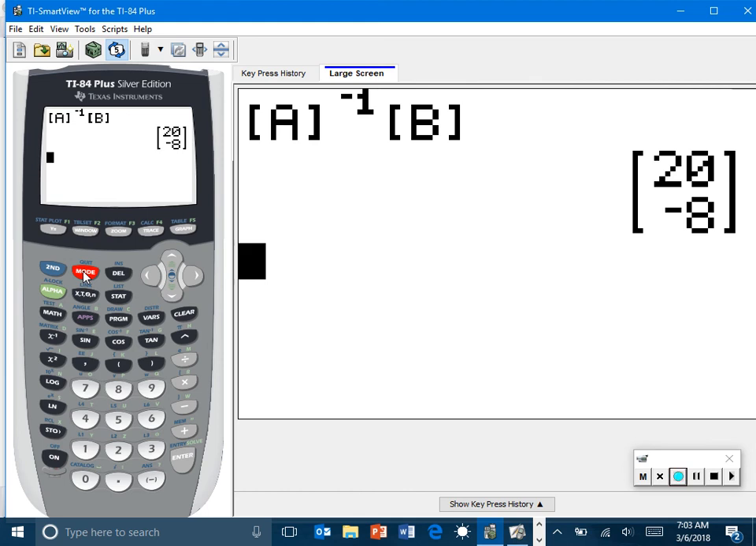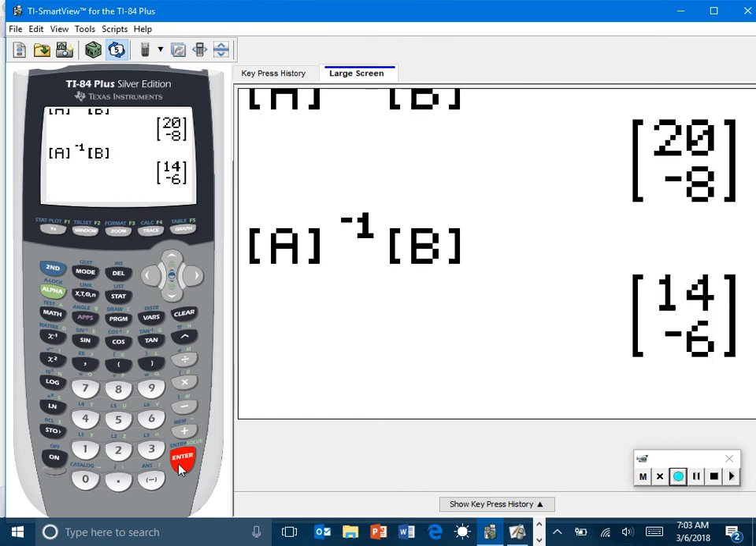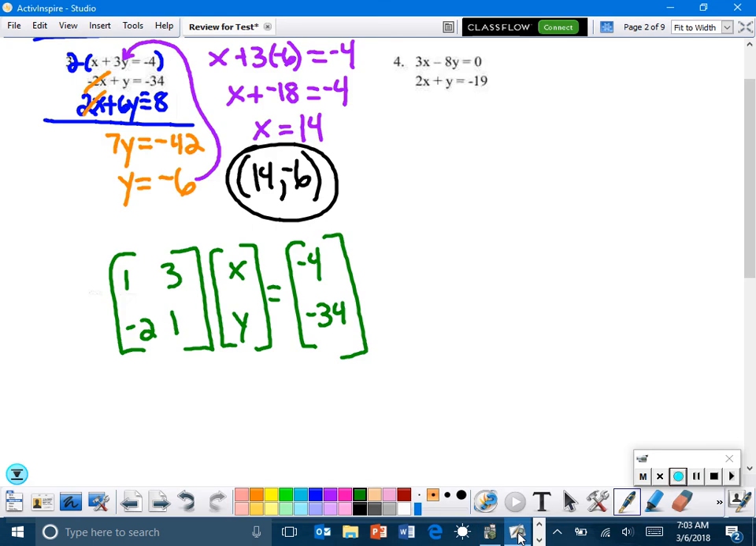So now, since I already typed that once, remember if I just do second enter, it will retype that for me. And there we go. That's much better. 14, negative 6. All right. Hopefully I won't mess up any more today, but I don't make any promises. Let's go ahead and do number 4.